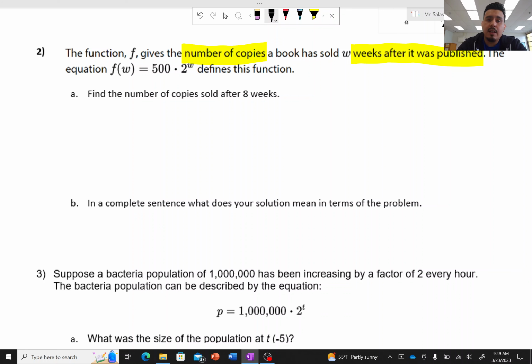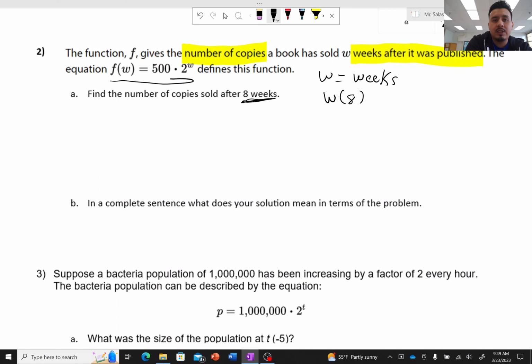So if I'm being told that I need to find 8 weeks, and I know w is equal to weeks, that must mean that we need to find f of 8, right? So now I'm going to go back to my formula, to this thing right here. And now I'm going to do f of 8 is equal to 500 times 2 to the power of, what am I going to do?